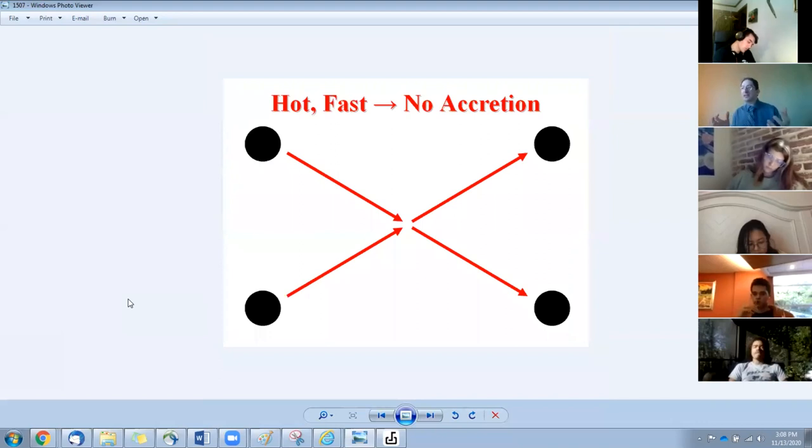Since it's hot, what that means is the particles are moving around quickly. They're bouncing around at high speed. And when they bounce into each other, they bounce off. For them to stick, they have to come in slowly. You come in slowly and the intermolecular forces can grab on and link them together. If you come in quickly, you just bounce off. And that's the problem. We can't grow planets fast enough because it's too hot.